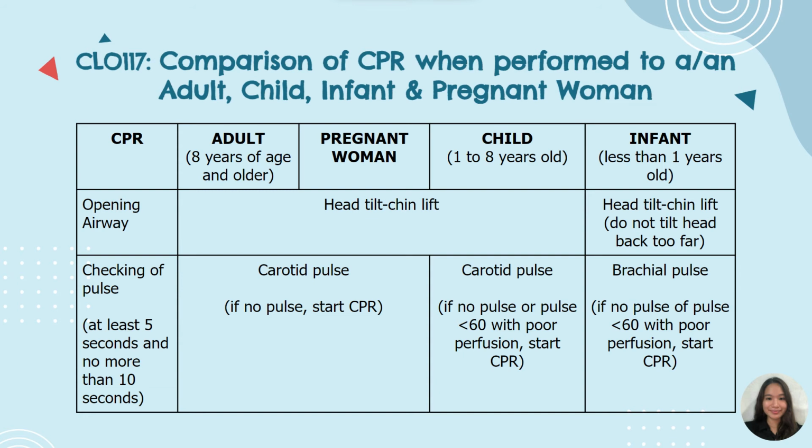For the adult and the pregnant woman, it is a carotid pulse. If no pulse, then start CPR. For the child, carotid pulse, and if no pulse or pulse is less than 60 with poor perfusion, start CPR. For the infant, it is the brachial pulse. If no pulse or pulse less than 60 with poor perfusion, start CPR.